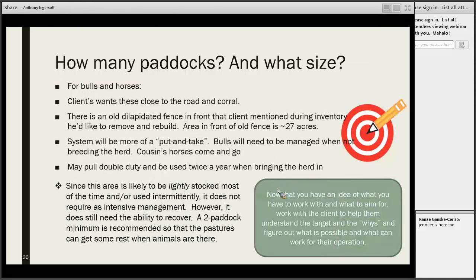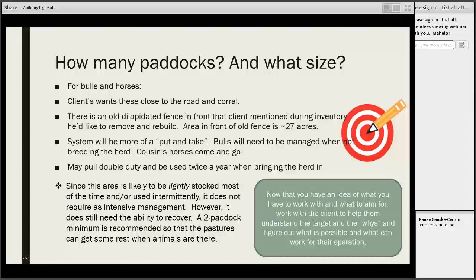Okay, for the other group of animals he identified, the bulls and the horses. The client, in our discussions, says he wants those to be close to the road and the corral. When we were out in the field, we noticed a lot of old dilapidated fencing, and one of them was towards the front. And he mentioned during the inventory that this is one that he would really consider removing all this old stuff and rebuilding it. The area in the front of that fence is about 27 acres.